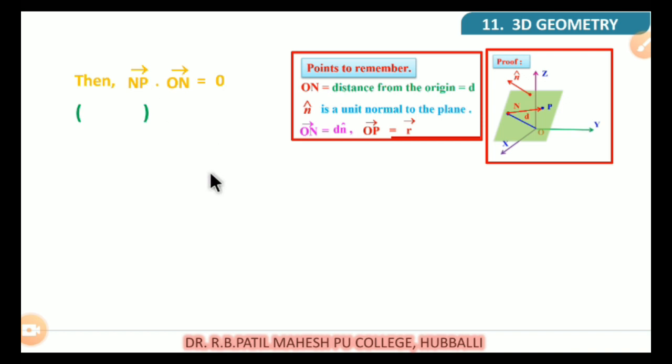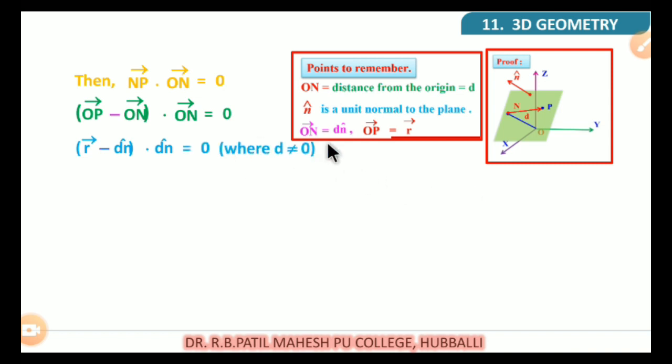Now NP vector can be written as OP minus ON, dot ON vector, is equal to 0. Now we replace the values. ON vector is equal to d into n cap, and OP vector is equal to r. Therefore, substituting all the values: (r minus d n cap) dot d n cap is equal to 0.